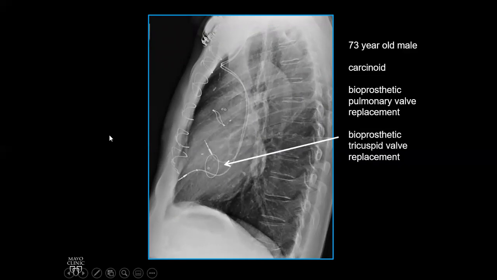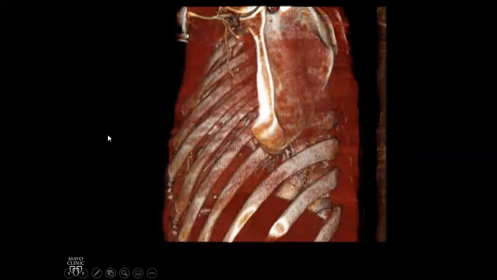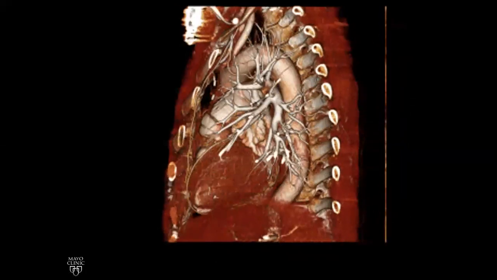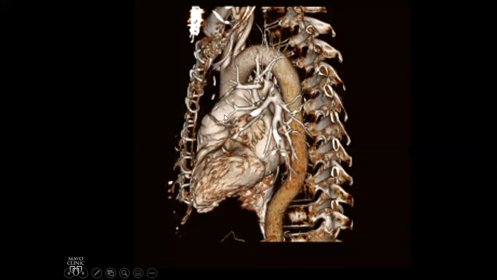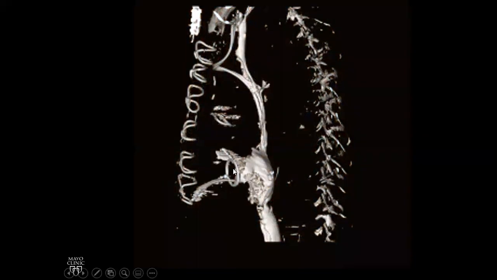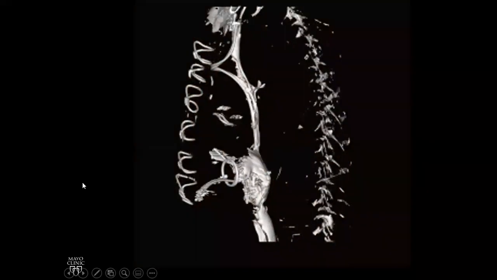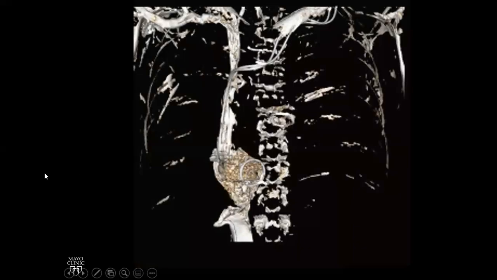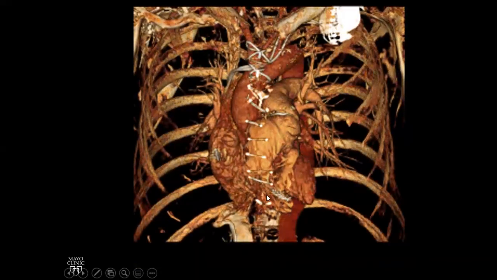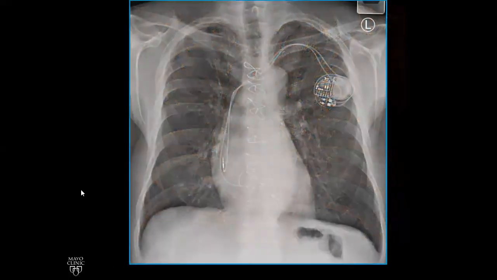Tricuspid valve, pulmonic valve. And if we fill in the CT scan, we can see how the right ventricle lives out here in front. There's the right ventricle, tricuspid valve, pulmonic valve. This is the pacemaker going in through the SVC into the right ventricular apex. We rotate around: tricuspid valve, pulmonic valve, fill in soft tissue. Here's the right ventricle, pulmonic valve, and here's the frontal radiograph.